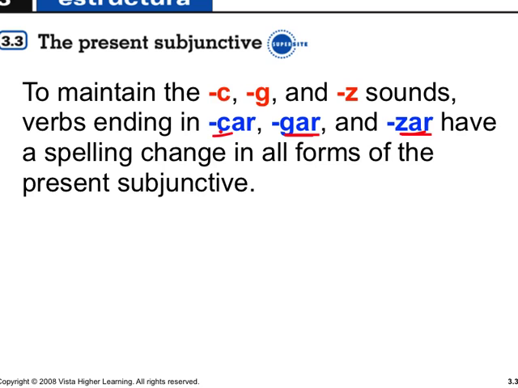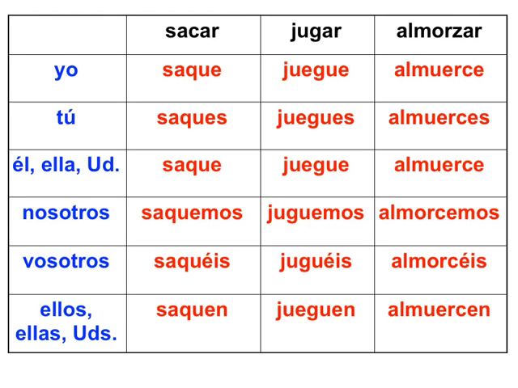Likewise, if you remember the car, gar, and zar verbs in the negative tú commands, usted and ustedes command, they had a spell change. Well, they're going to have that same spell change in every single person of the present subjunctive. Let's take a look. We have the verb sacar, jugar, almorzar. Look how they spell change. Also, remember, jugar stem changes too. Likewise, almorzar. But then we get to the nosotros form. Look what happens with jugar and almorzar. They do not stem change in the nosotros, vosotros form.